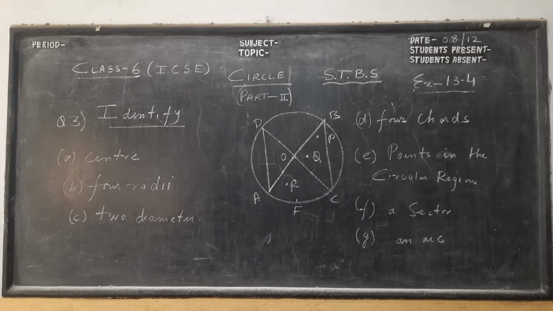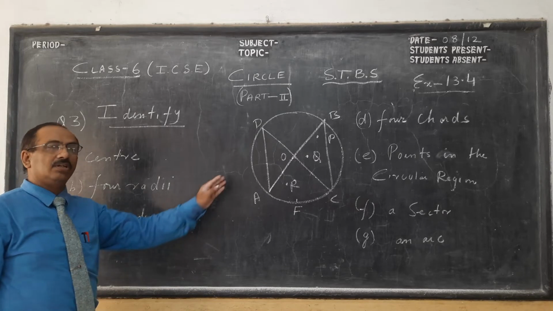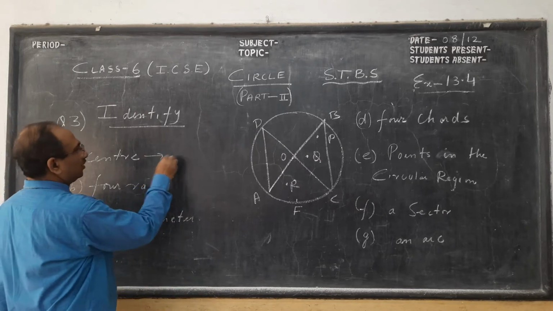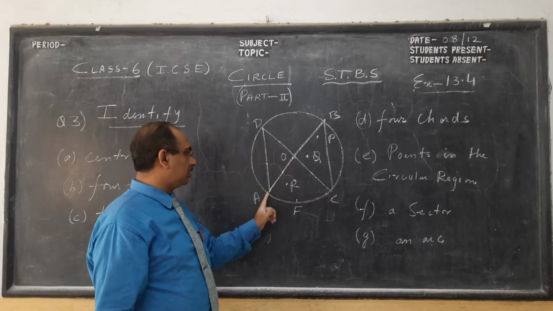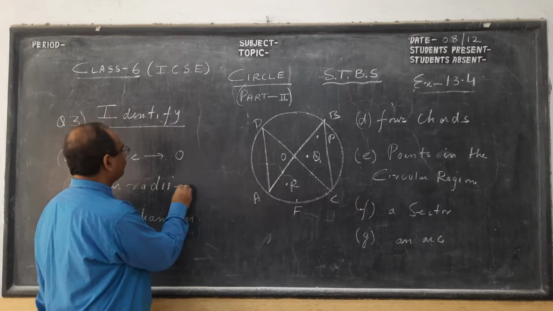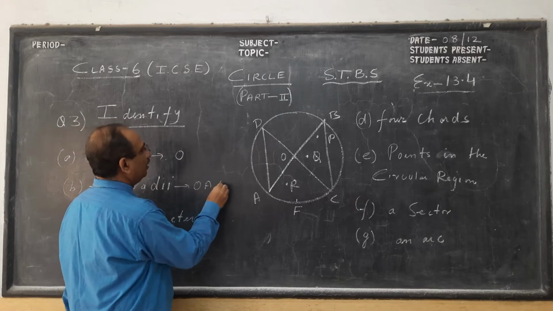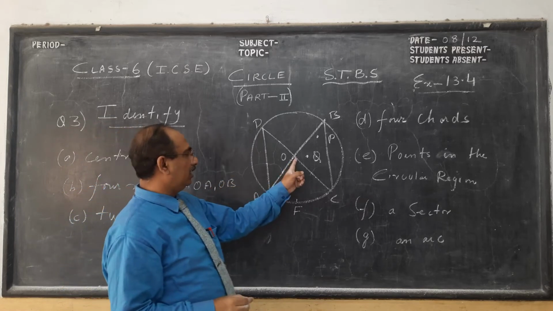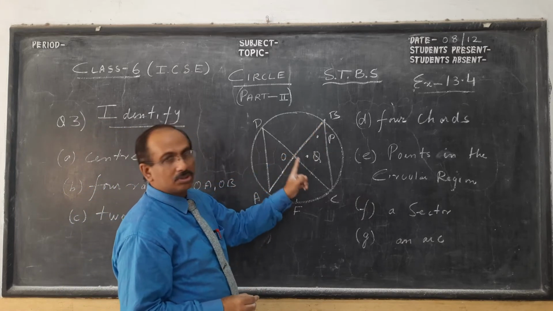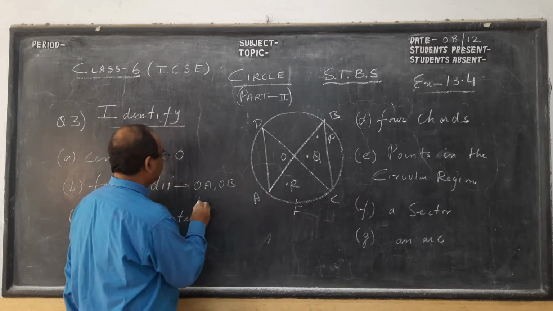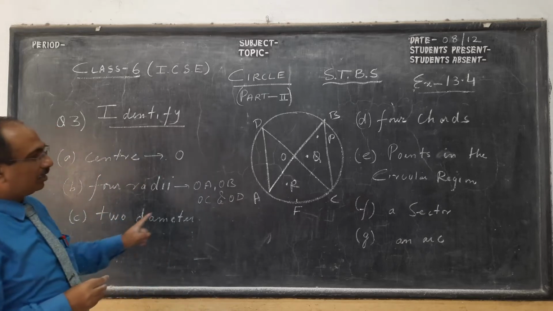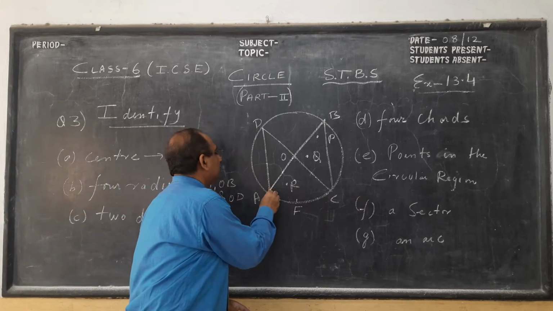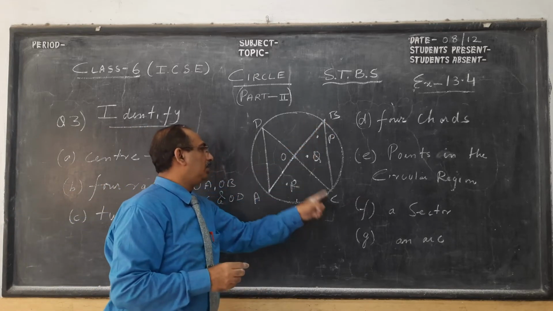Next, we move on to question number 3. We have to identify in this figure which is the center. You can see O is the center. There are 4 radii, children: OA, OB, OC and OD. Then we have to identify the 2 diameters, children. These are the 2 diameters, AB and CD.